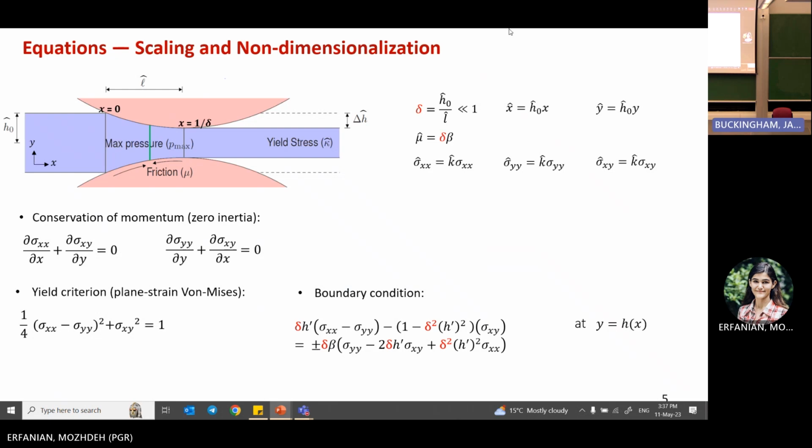So delta is much smaller than 1, and we also assume that mu is small, and therefore we are able to scale it with delta. Now you can see that all the equations with hats in the previous slide are now without hats, which means that they are non-dimensionalized. We also have delta in the equations, which is small, and therefore we can use asymptotic analysis to find a solution. It basically says that you can find a solution by neglecting the small terms at leading order and then reintroducing small terms to find corrections to the leading-order solution.